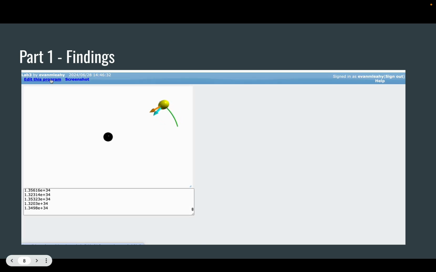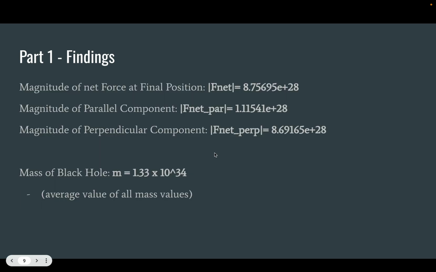So let's take a quick look at the results from the first computational model. The magnitude of the net force came out to be roughly 8.7 times 10 to the 28th. The magnitude of the parallel component of force was around 1.15 times 10 to the 28th, and the magnitude of the perpendicular component was 8.69 times 10 to the 28th. Finally, the mass of the black hole, which was calculated by averaging the mass from each iteration, came out to be roughly 1.33 times 10 to the 34th.